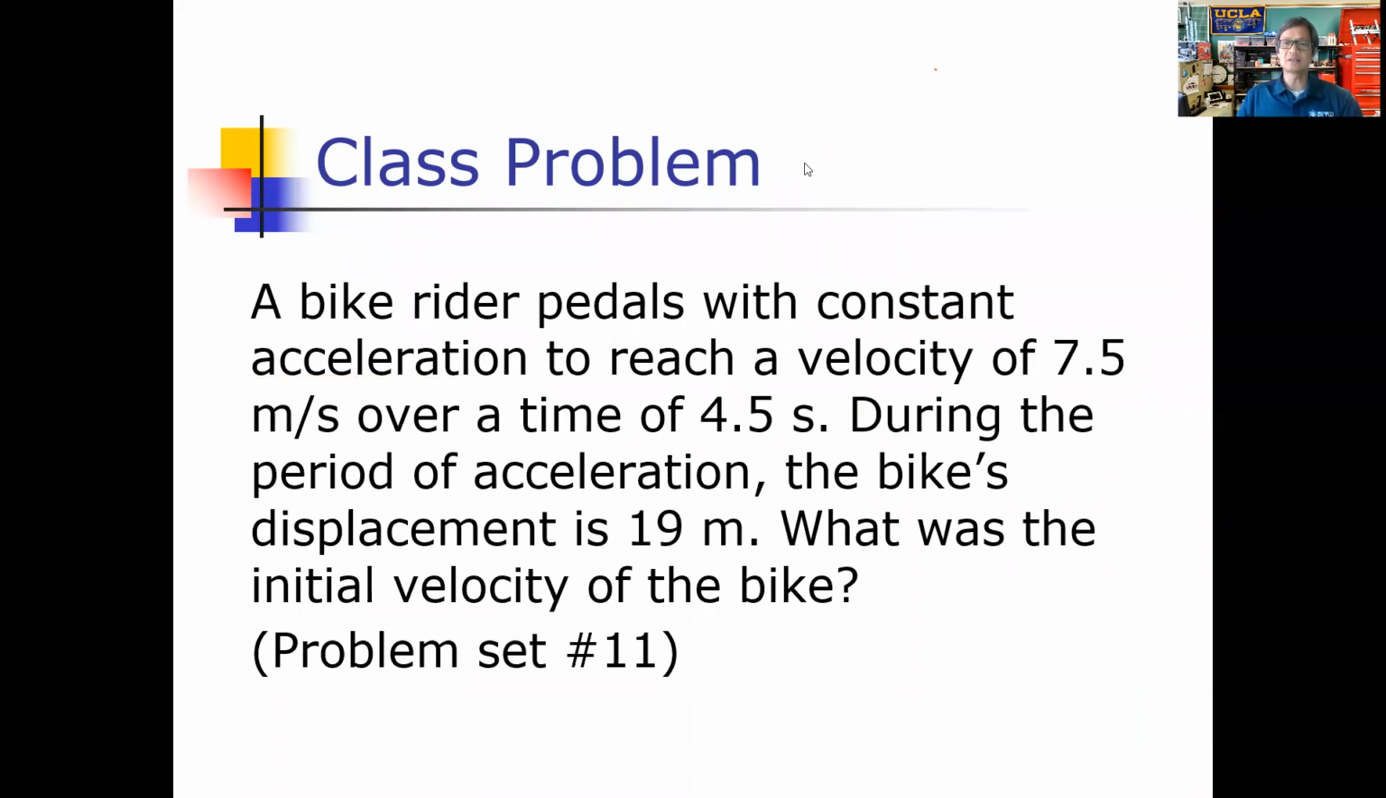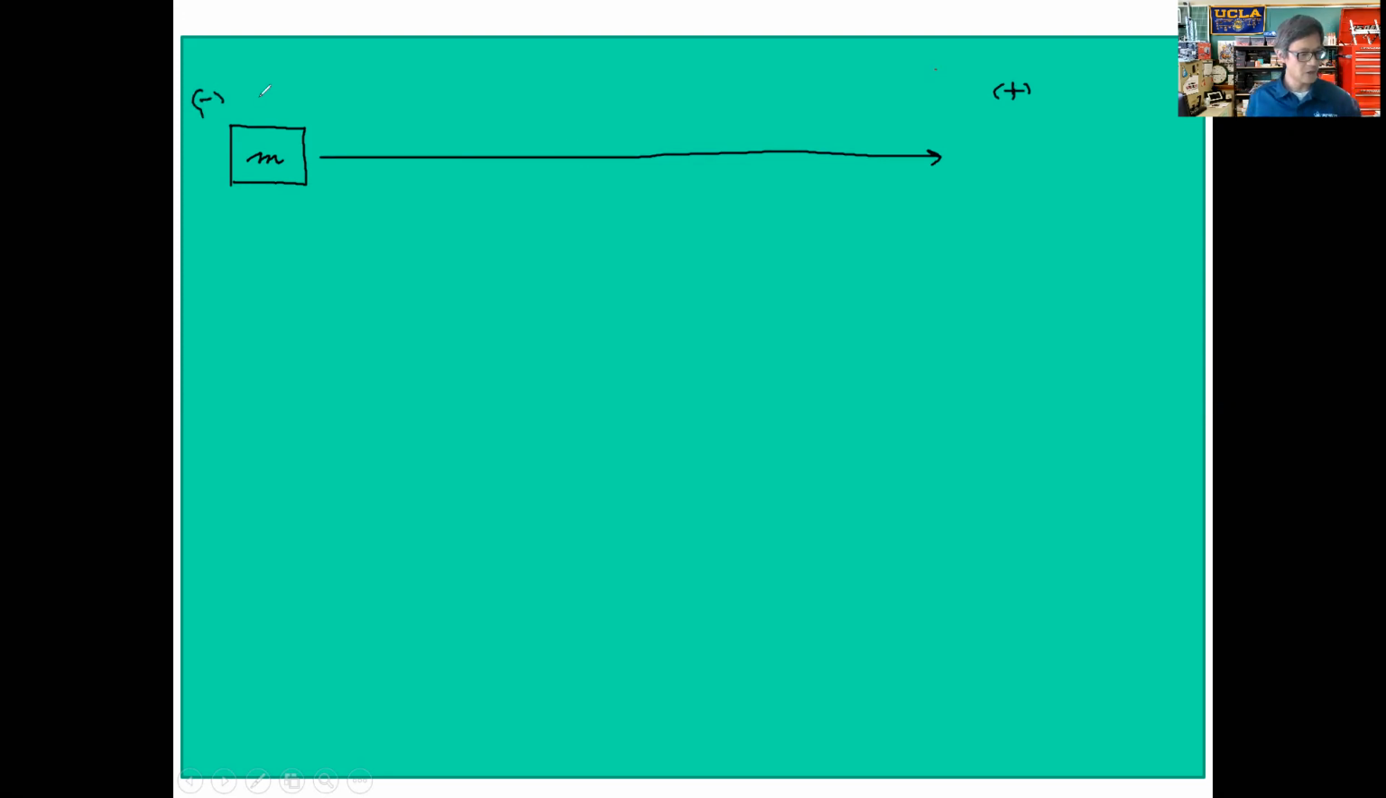Like I pointed out to you, drawing a picture is very helpful for these types of problems. Okay, so there's our bike rider, mass M. The bike rider is moving in the positive x direction, so let's write this down as the positive x direction along the x-axis. This must be the negative x direction. All right, so we read this problem. We are told that the bike rider pedals at a constant acceleration, reaches a velocity of 7.5 meters per second over a 4.5 second time interval, during which time he or she covers 19 meters. What is the biker's initial velocity?